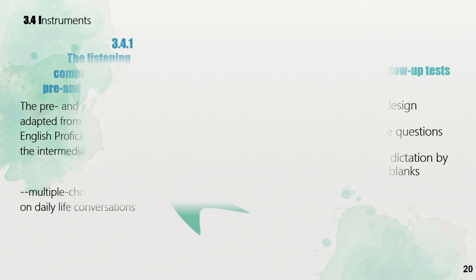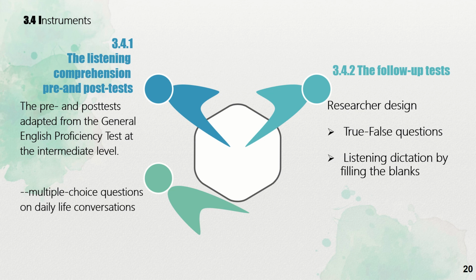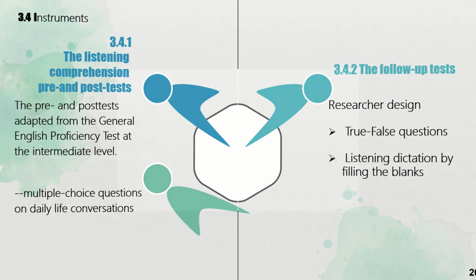The instruments include the listening comprehension pre- and post-test. The pre- and post-test were adapted from the General English Proficiency Test at the intermediate level. The questions are multiple choice. The questions of the follow-up tests are designed by the researcher, including true-false questions and listening dictation.